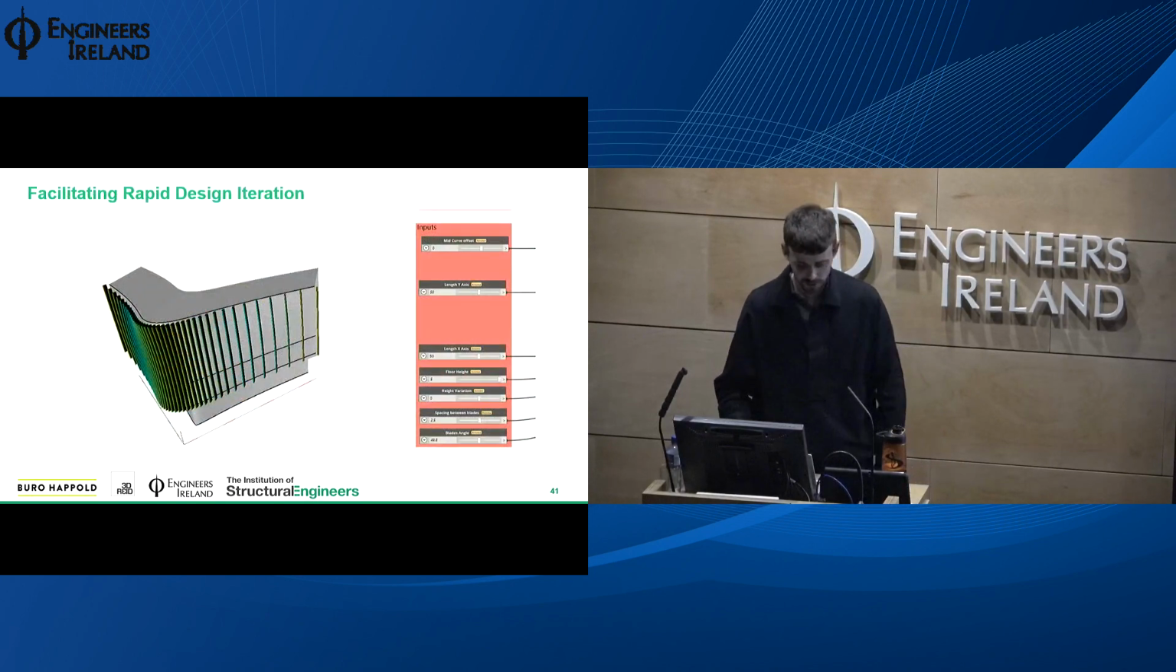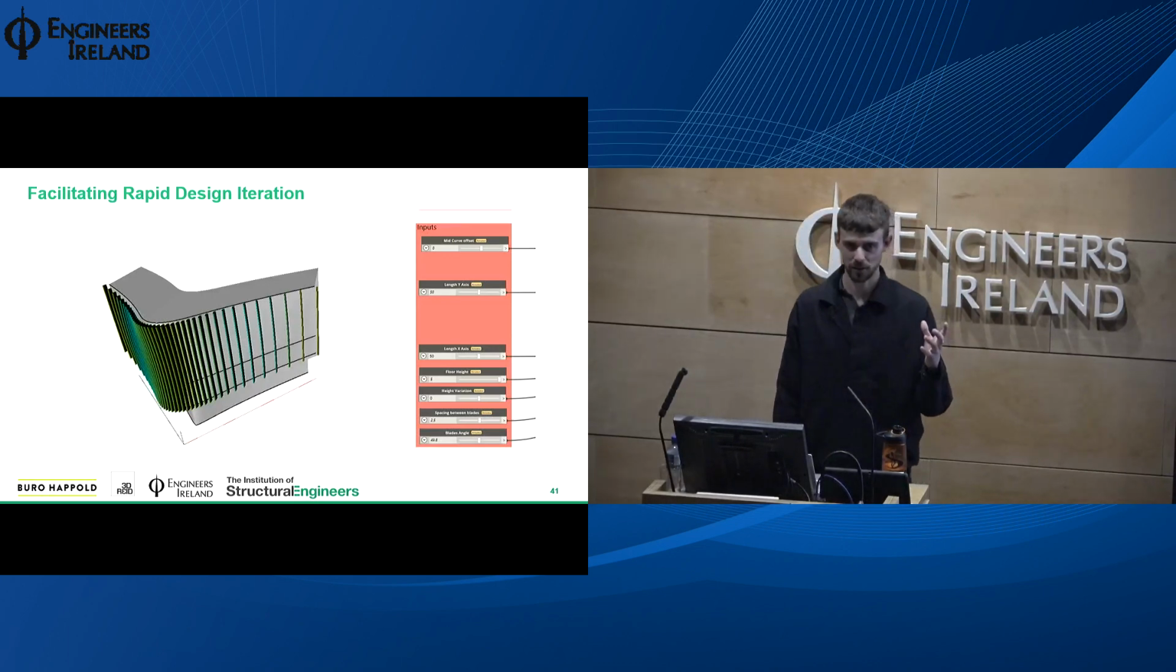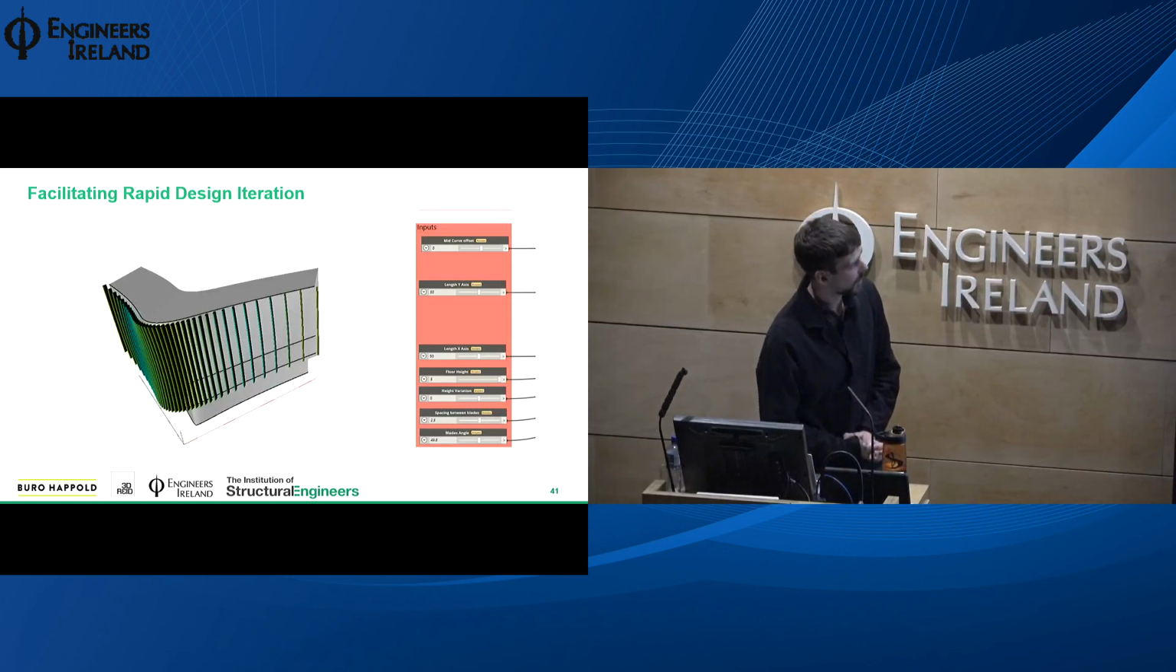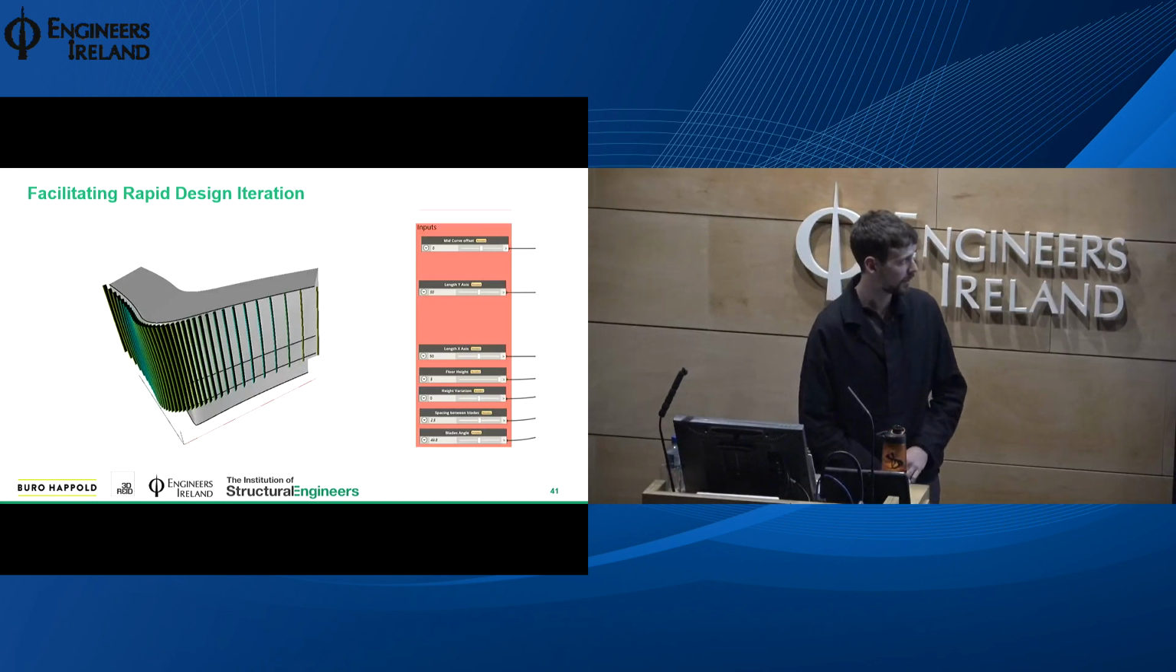So the first example I want to give is probably the most common and well-established facet of parametric design, and that is, of course, just geometry manipulation. So the way this looks within architecture or within some of these tools is allowing us to facilitate rapid design iteration.